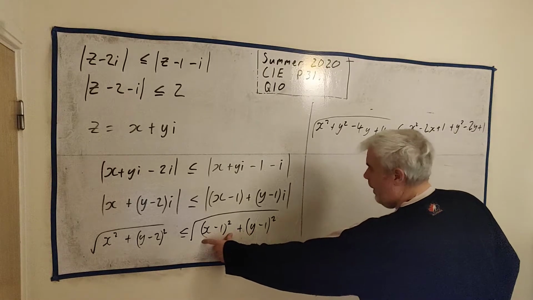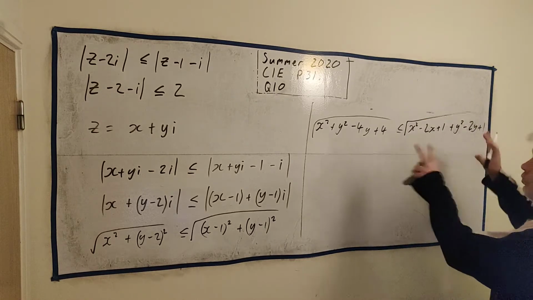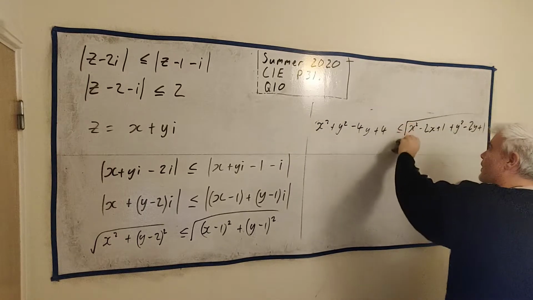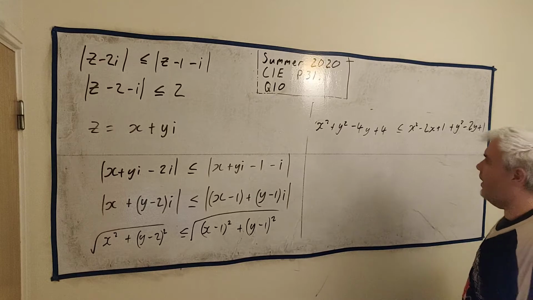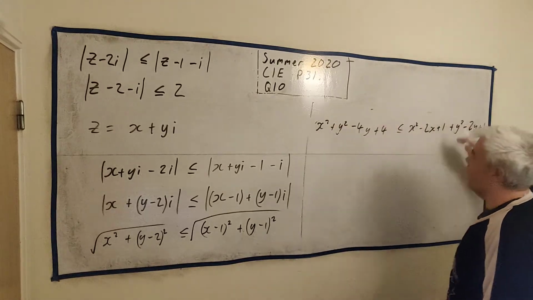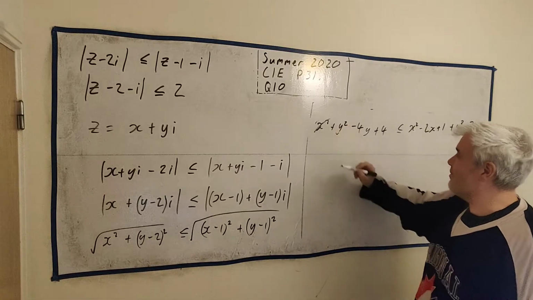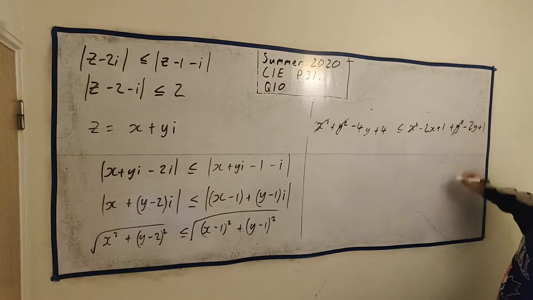All I've done is multiply these brackets out. And this is a square root as well. Let's square both sides. That means I can go ahead and rub these square roots out. You could write another line or just put a squiggly line through it. I'm running out of room though. So we have x squared on both sides, they're gone. We have y squareds on both sides, they're gone.